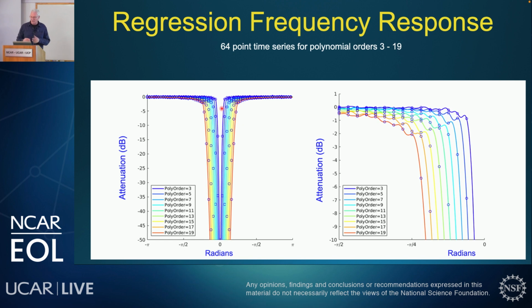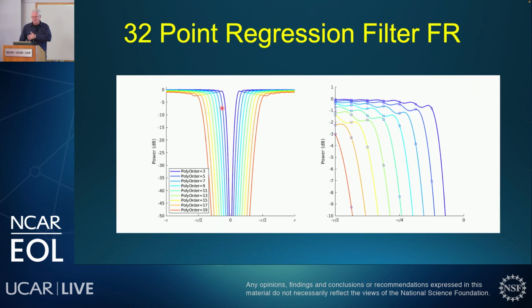On the right-hand side is simply an exploded view of the curve on the left-hand side. To get those continuous-looking curves, we use zero padding, which is not important, but the little dots mark where the actual discrete 64 points are located. So this is for 64 points. You can do the same thing for 32 points. Notice that for the same regression orders, you actually get wider bandwidths. That's how polynomial regression filtering works.